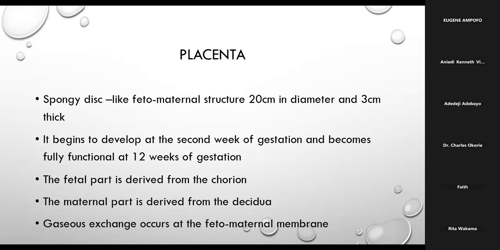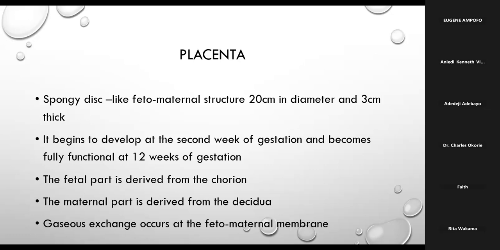Before implantation, the fetus derives nutrients from the uterine fluid. And then at the point of implantation, the stromal cells take up this function, followed by the yolk sac. And then after 12 weeks, the placenta becomes fully functional and takes up the function of gaseous exchange, nutrients, and oxygen supply to the fetus.